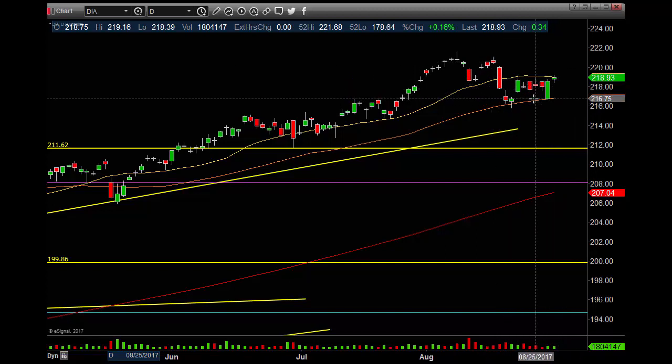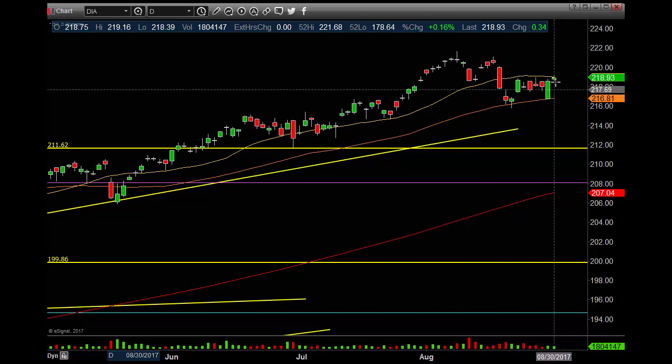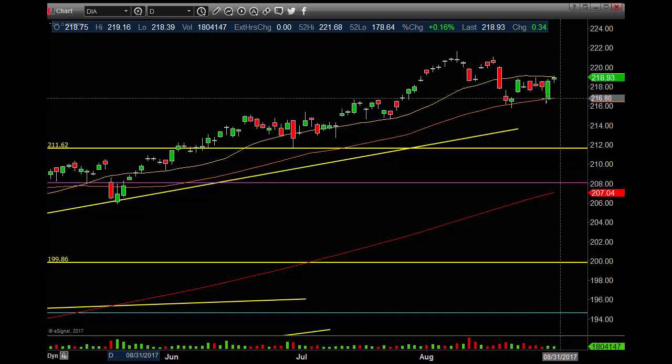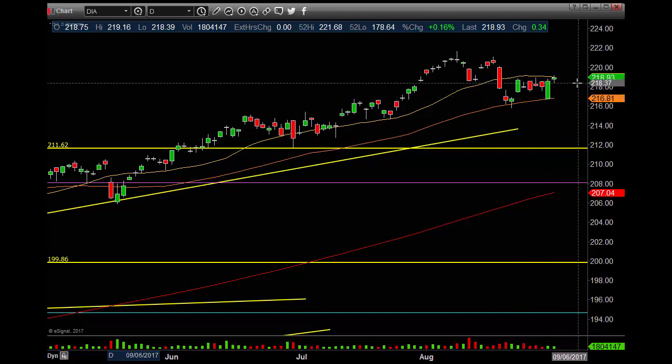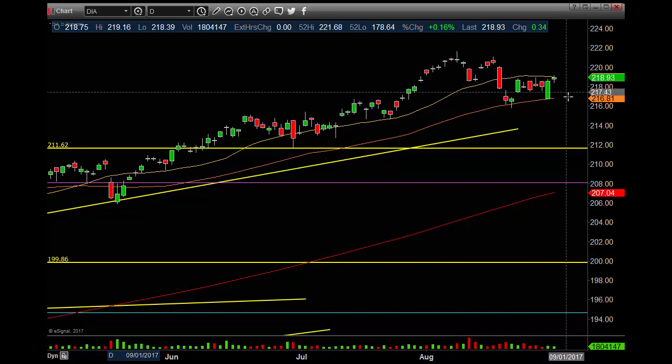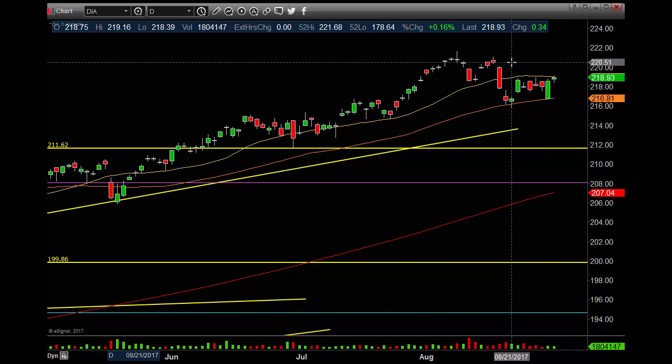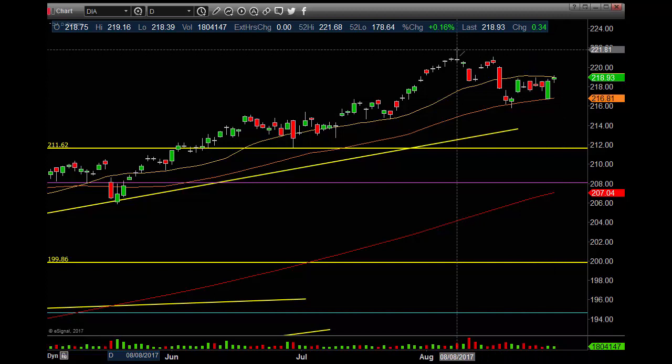So let's see if this can continue sideways, chopping above the 50 MA, below the 20 MA. If it gets above, we'll see if it confirms. We'll see if it comes back down, see if it confirms. You still have a gap fill, and you have this line up here. So that's going to be another one too.